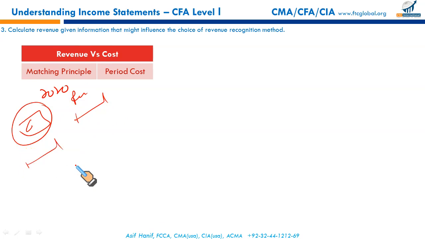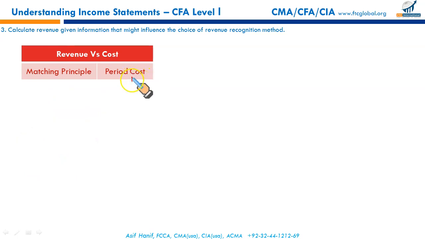Any cost paid for the next year, or any cost paid now for the previous period, must be separated. In other words, the prepayments and accruals must be adjusted in order to match the current year revenue against the cost related to the current period. This is called the matching principle. Expense to generate revenue in the same period is matched against the revenue recognized. When you say period cost, there are two types of cost.